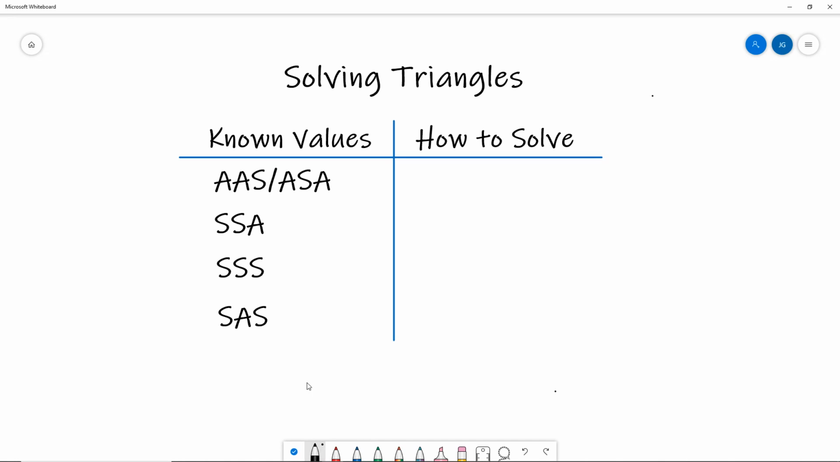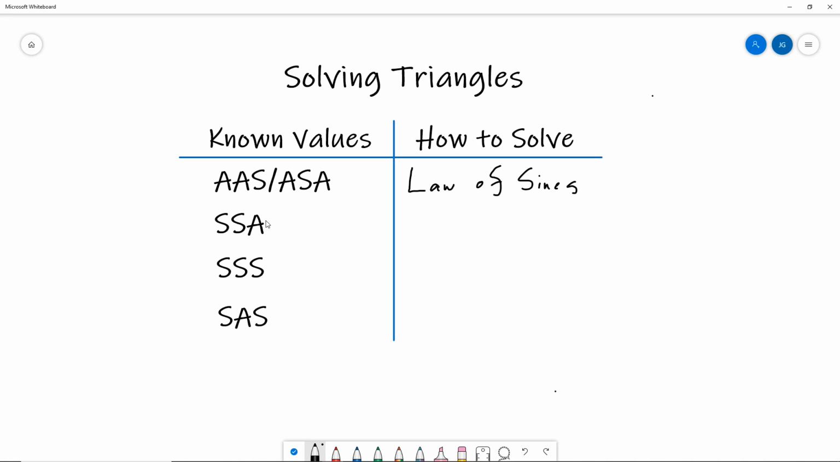So when I'm talking about pieces of information, I'm talking about lengths of sides and measurements of angles. The first two situations we discussed were the case where we knew two of the angles and any one of the sides of the triangles, and this would cover both angle-angle-side and angle-side-angle. Doesn't matter, same techniques work for both. And we learned how to use the law of sines to solve triangles of that situation.